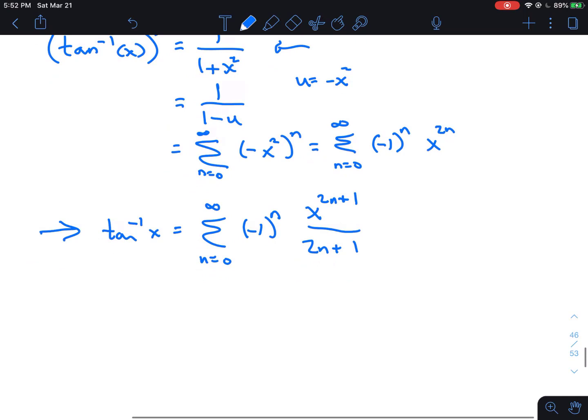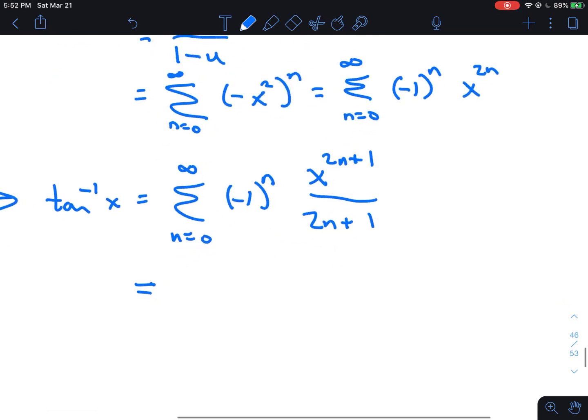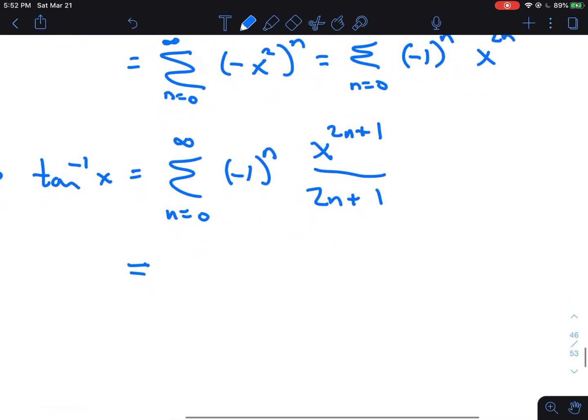So let's go ahead and maybe write out the expanded form of this just to really see what it looks like. If I was to plug in n equals 0, again, everywhere I see an n, I'm going to plug in 0. So negative 1 to the 0th power is just going to be 1. I'm going to have x to the 0 plus 1, that's x to the first power. And I'm dividing by 0 plus 1, that's 1.